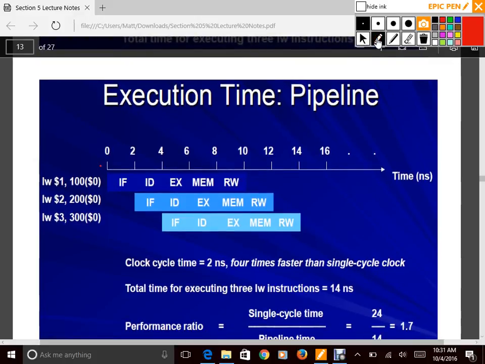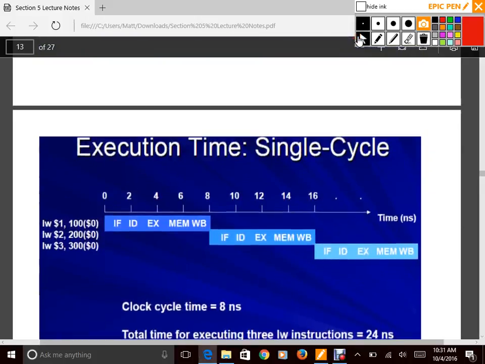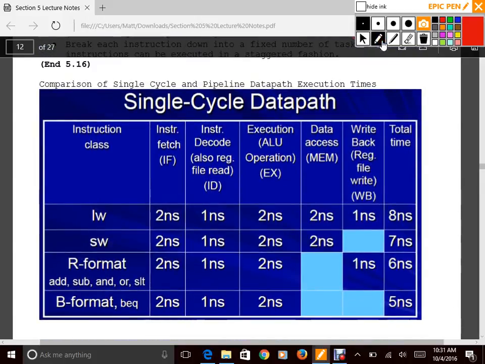So here, why is this 10? If we go back to the previous stage, we're going to try to break it down into near equal tasks. We pick the longest task, and that becomes our new cycle time. So this is 2 nanoseconds, 2 nanoseconds, 2 nanoseconds, 2 nanoseconds, and 2 nanoseconds. So that's going to become 10 nanoseconds.